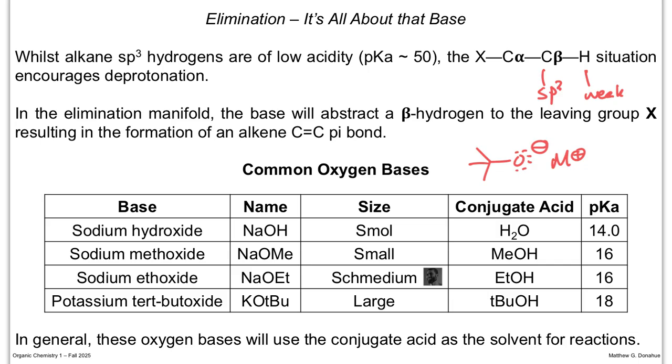Once you do the deprotonation, you get the conjugate acid, and then those are the pKa values. So you can see that these are pretty weak bases to begin with. So those are the oxygen ones.